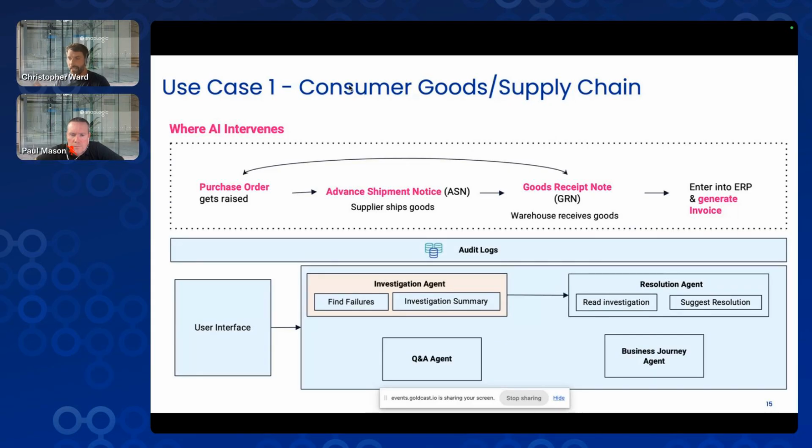We've also got a separate agent that suggests a resolution. When it finds an issue and a breakdown within the logs, it can read and suggest a recommendation. There's also a Q&A agent as well, where the team can interact and ask specific questions about certain purchase orders and goods receipt notes. And there's also a timeline, a business journey agent, which helps the customer understand, again, from start to finish, what the timeline of events is.